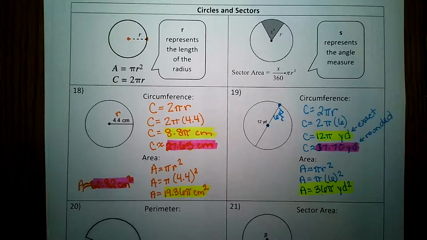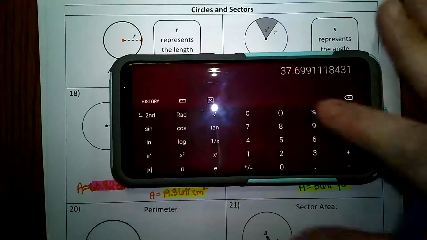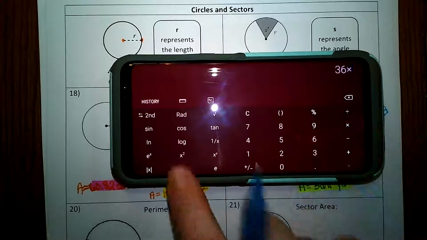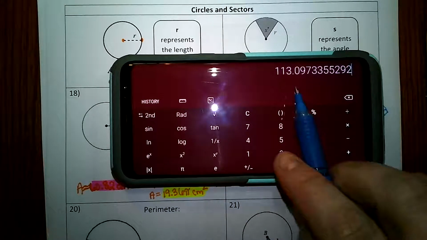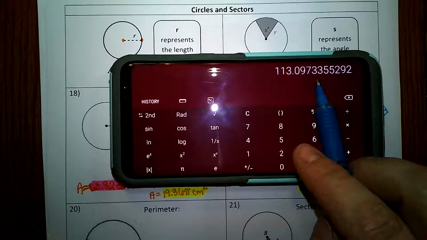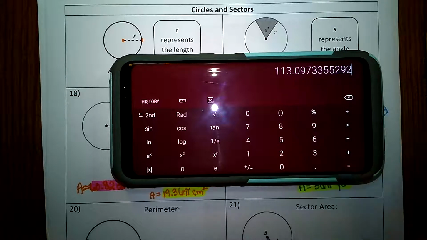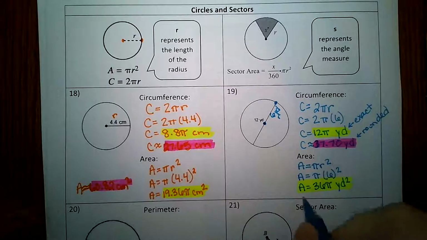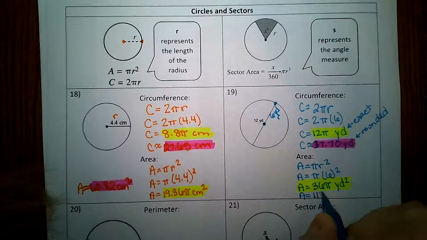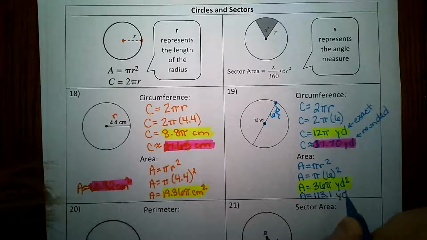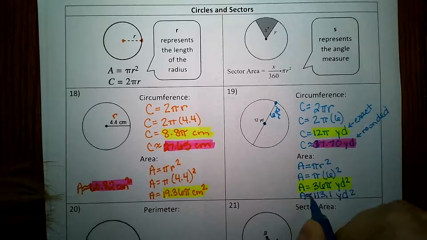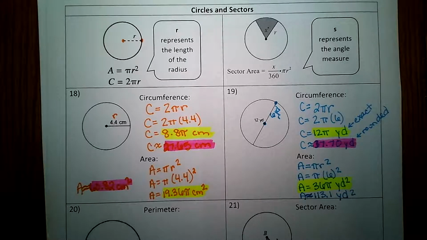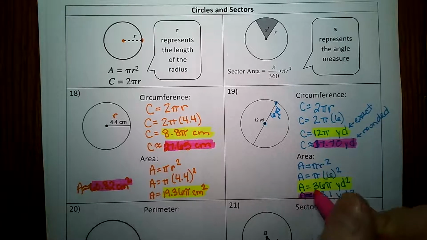The rounded answer is where I'm going to need to use the pi button on my calculator. Okay, so clear this out. 36 times pi is 113.097, which would round up to 113.1. Area is 113.1 yards squared, and that's our rounded value. That's not an exact answer because here we're letting the calculator round for pi.